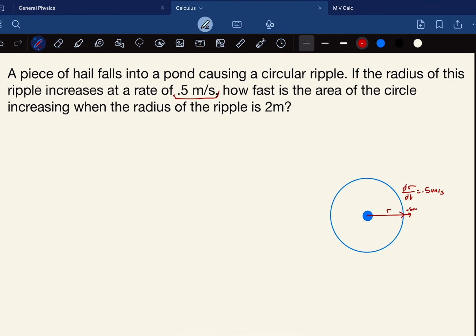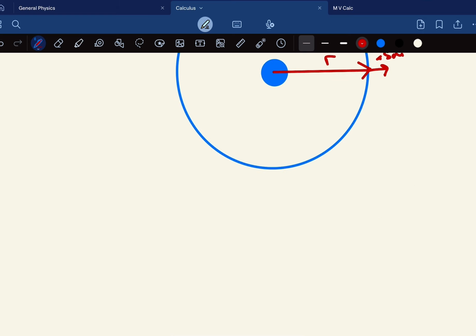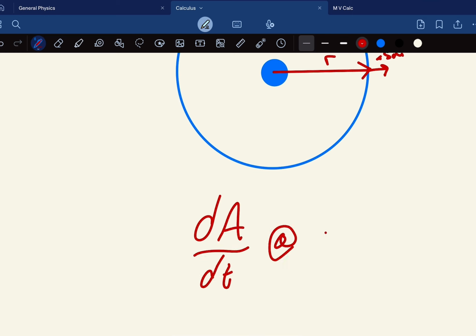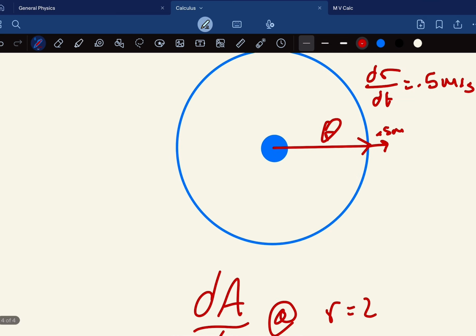Now, the question is asking how fast the area of the circle is increasing when the radius of the ripple is 2 meters. So what this question is asking for is dA over dt, where A is the area, at r equals 2, or when this radius right here is 2 meters.